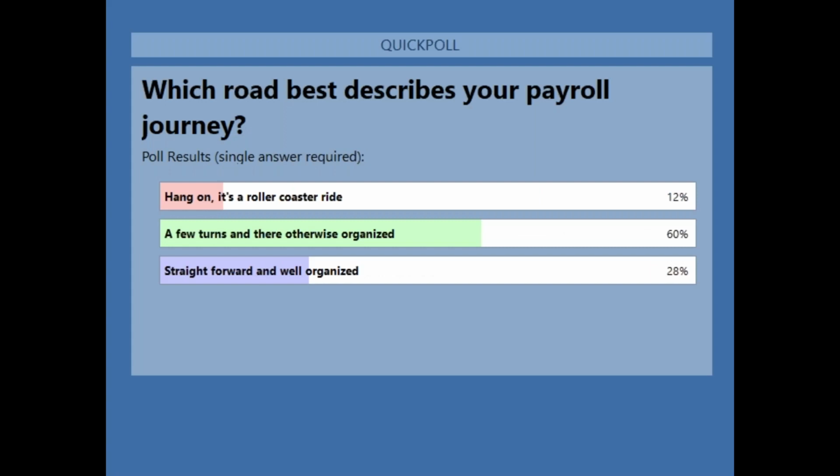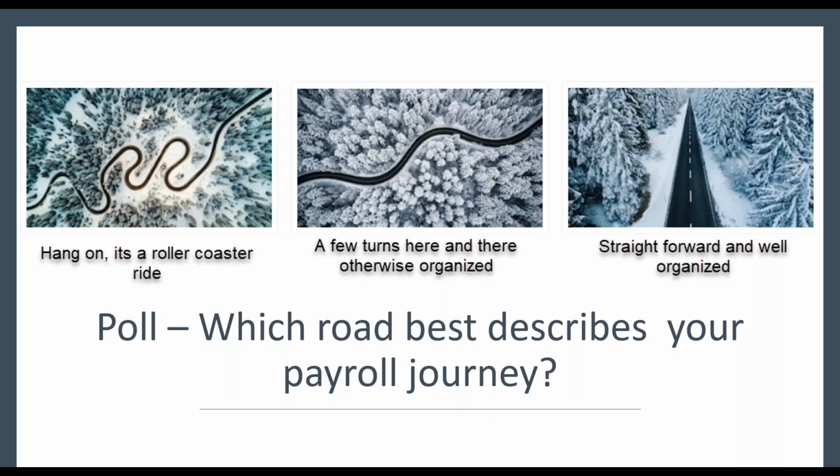Okay, so sharing the results now, it looks like we have 12% saying "hang on, it's a roller coaster ride," 60% with "a few turns and otherwise organized," and 28% "straightforward and well organized." So our majority. Okay. Thank you, Remington. Well, I'm glad to hear that the majority of you are in the middle road.